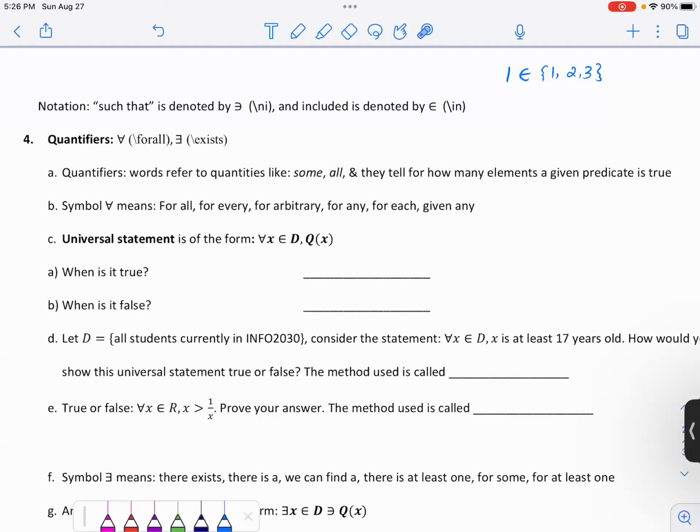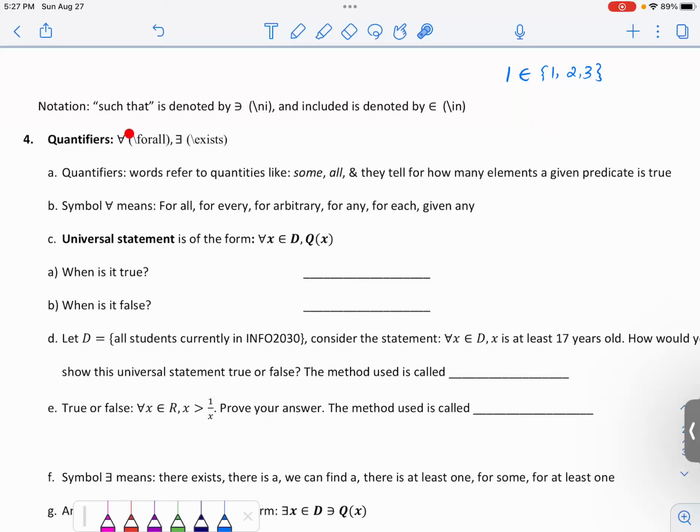We will introduce quantifiers. What are quantifiers? Those are simply the words that refer to quantities, like this, some, all. Now, the two quantifiers that we are going to introduce: this one means all, for every element. And this one, we read as exist. So that means for some, there is at least one. So these are the two.